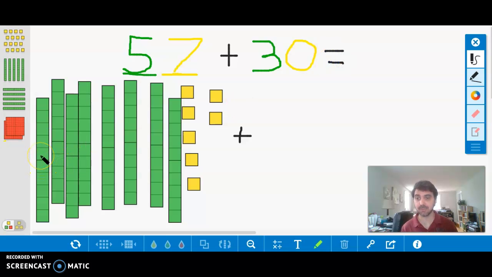We have, count with me, okay? 10, 20, 30, 40, 50, 60, 70, 80. So I have 80 here. That's 8 10s. That's 1 10, 2 10s, 3 10s, 4 10s, 5, 6, 7, 8 10s. Gives me 80. So we have 80.